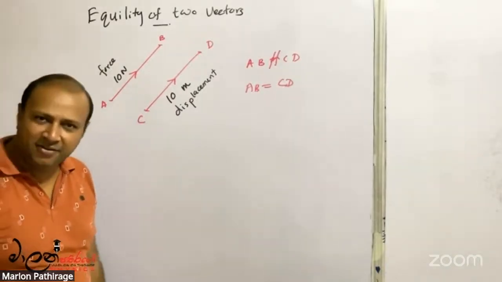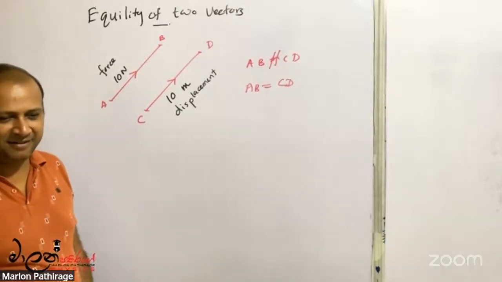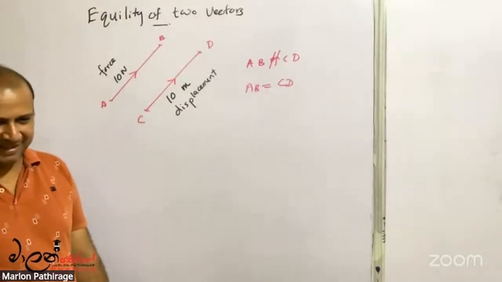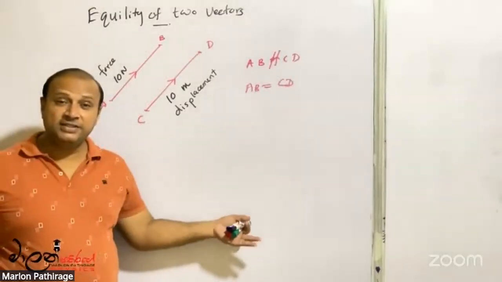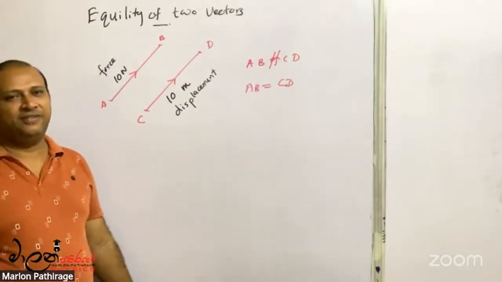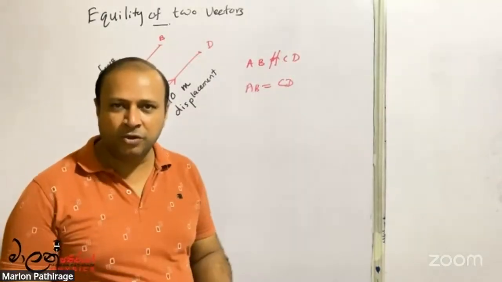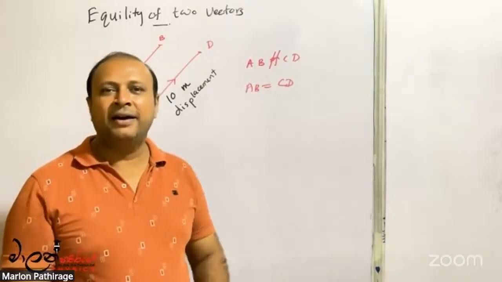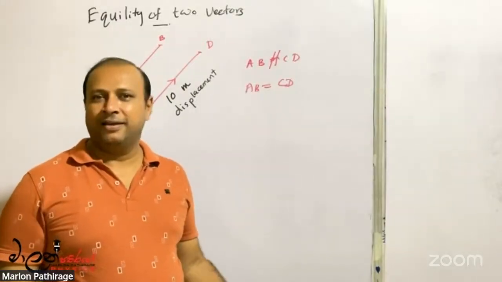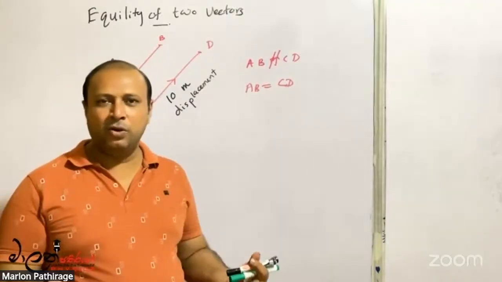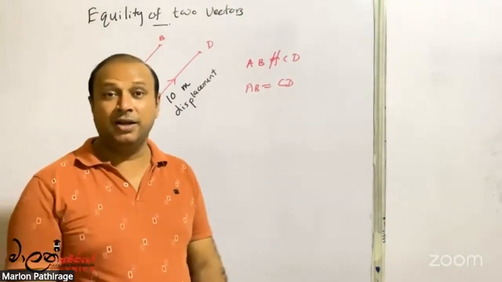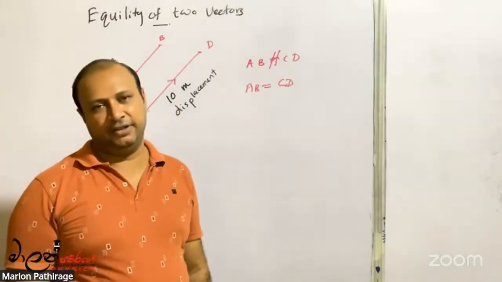Are they equal vectors? No. Why? Units are different, different magnitude. They are different physical quantities. You cannot equate 1 kilogram of sugar with 1 kilogram of flour. Therefore, although the magnitude and directions are equal, they are two different physical quantities.